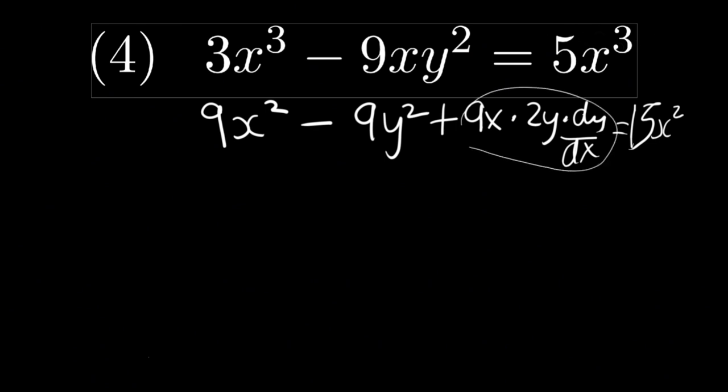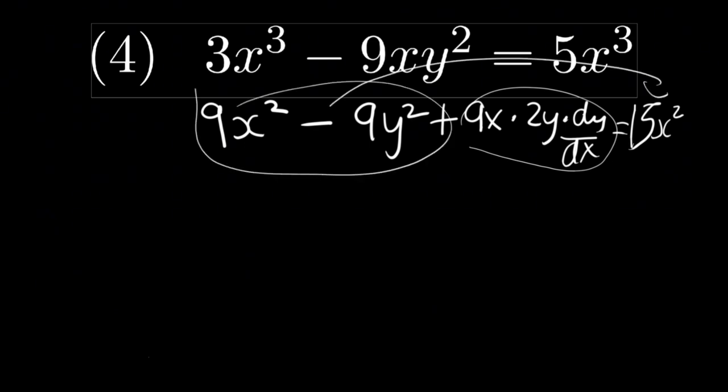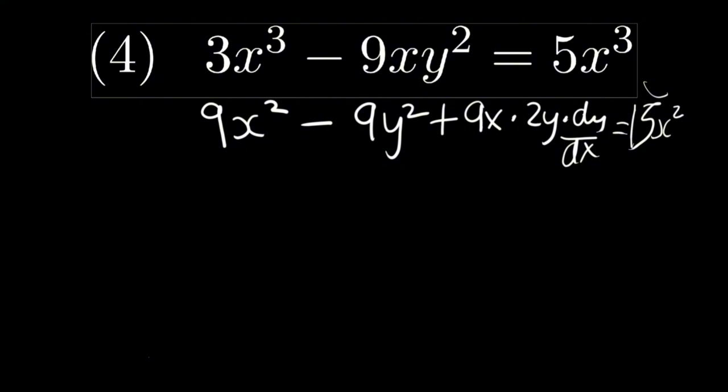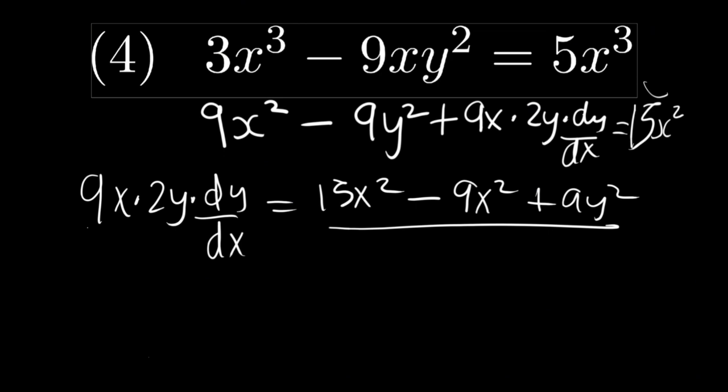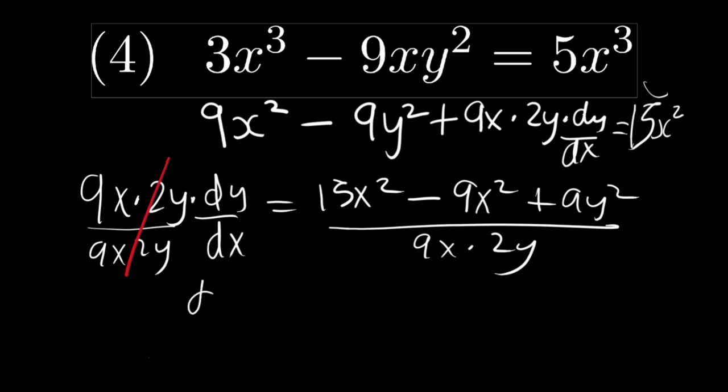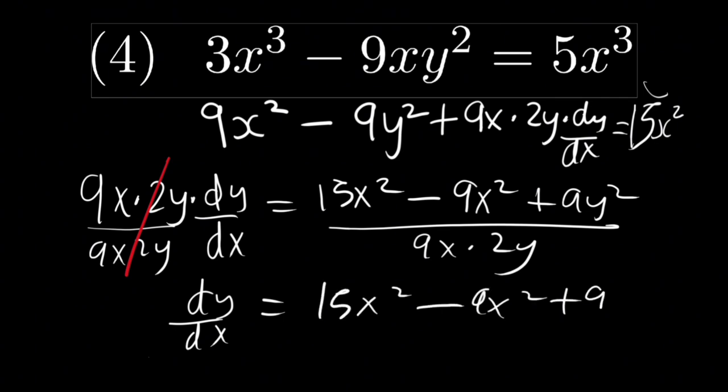Now to find dy over dx, we'll take everything to the other side. So we will have here 9x multiplied by 2y multiplied by dy over dx is equal to 15x squared subtracted by 9x squared added by 9y squared. We will divide both sides by this in order for us to get dy over dx. So finally we'll have dy over dx as 15x squared minus 9x squared plus 9y squared divided by 9x multiplied by 2y.